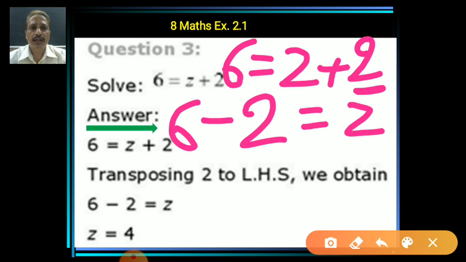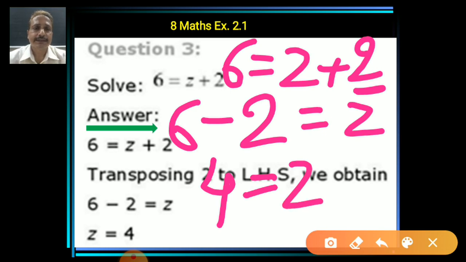Okay. Shall we move further? Yes, 6 minus 2 gives me 4, and that is Z. Okay. Now you can change the place: Z to 4 and 4 to Z. That is also correct. Or if you want to keep it this way, no problem. Your solution is here. Very good students. You can write here Z is equal to 4. It is better than 4 is equal to Z, because it is our custom, the mathematics custom. The variable you should write on the left side. Good.